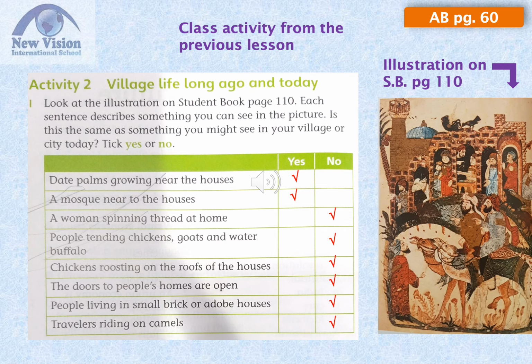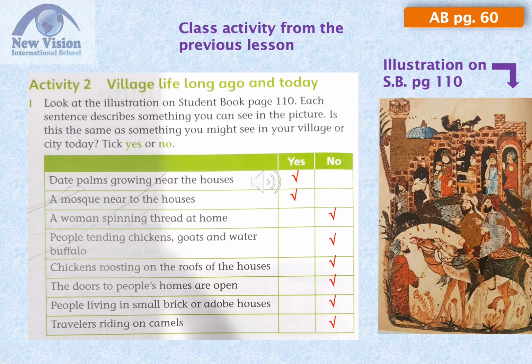Okay, all of you turn to your activity book, page number 60 now. Activity number 2, Village Life Long Ago and Today. Question number 1. Look at the illustration on student book, page number 110. Each sentence describes something you can see in the picture. Is this the same as something you might see in your village or city today? Tick yes or no. You don't need to turn to page number 110 from your student book because I showed the picture here.